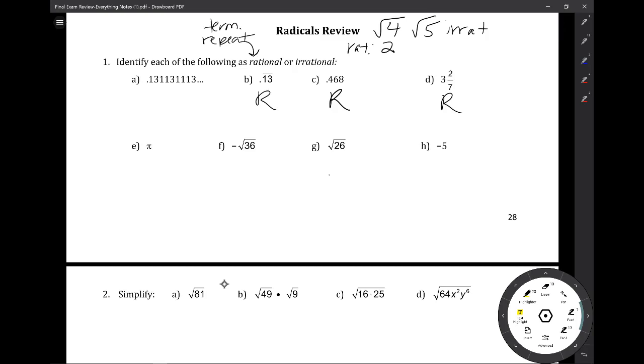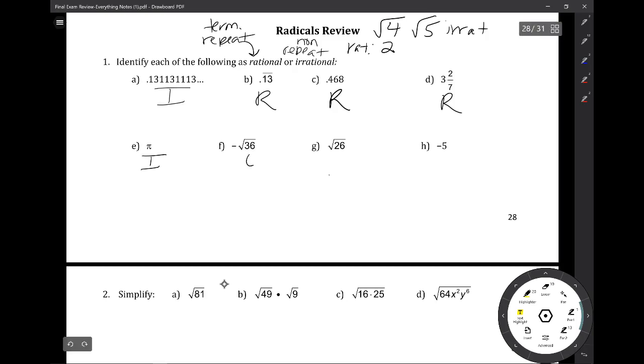But if you have a decimal that is non-repeating and non-terminating, and it has no rhyme or reason to its pattern that could be expressed as a fraction, so if it cannot be expressed as a fraction, we consider that an irrational value. Pi is one of the most famous irrational values.